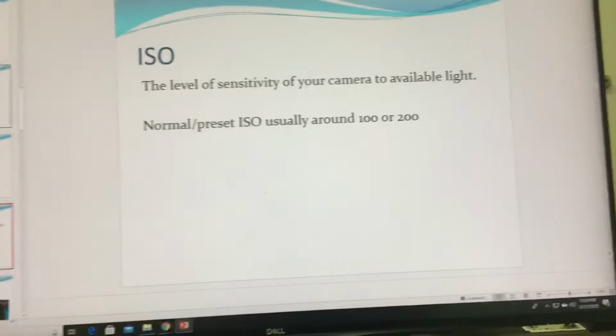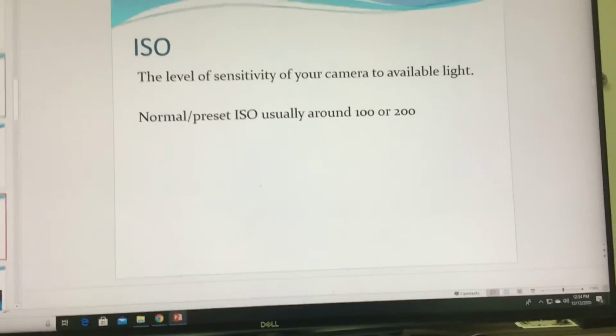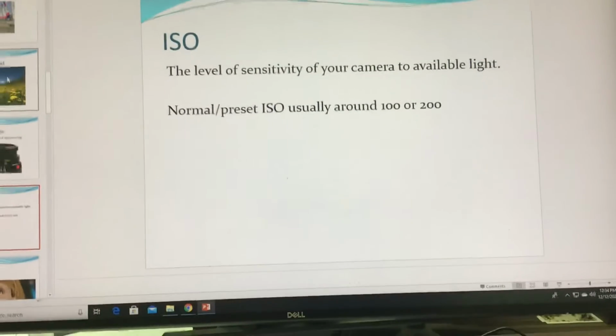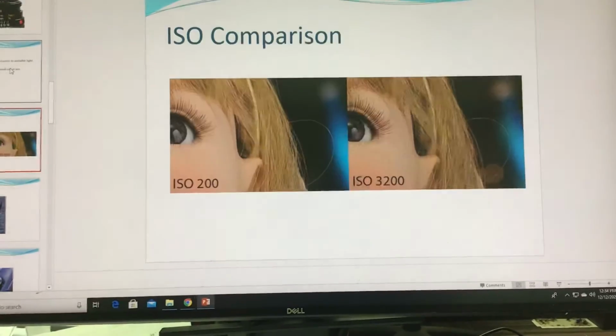ISO, the level of sensitivity of your camera to available light. The normal preset for an ISO is usually around 100 or 200. And the problem that presents when you raise your ISO is you get noise or grain in your picture.